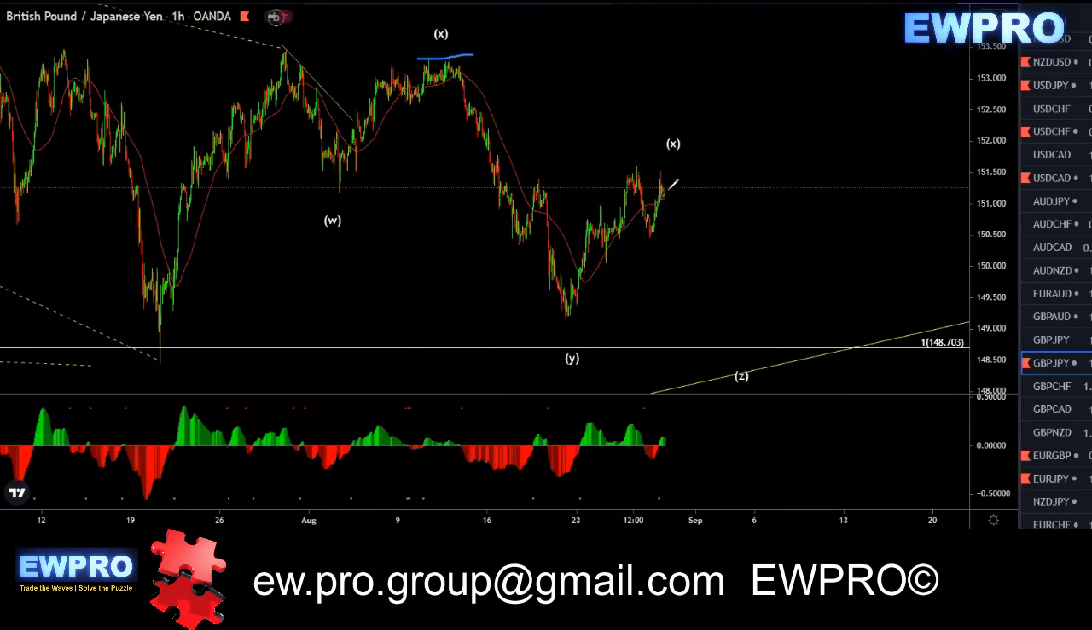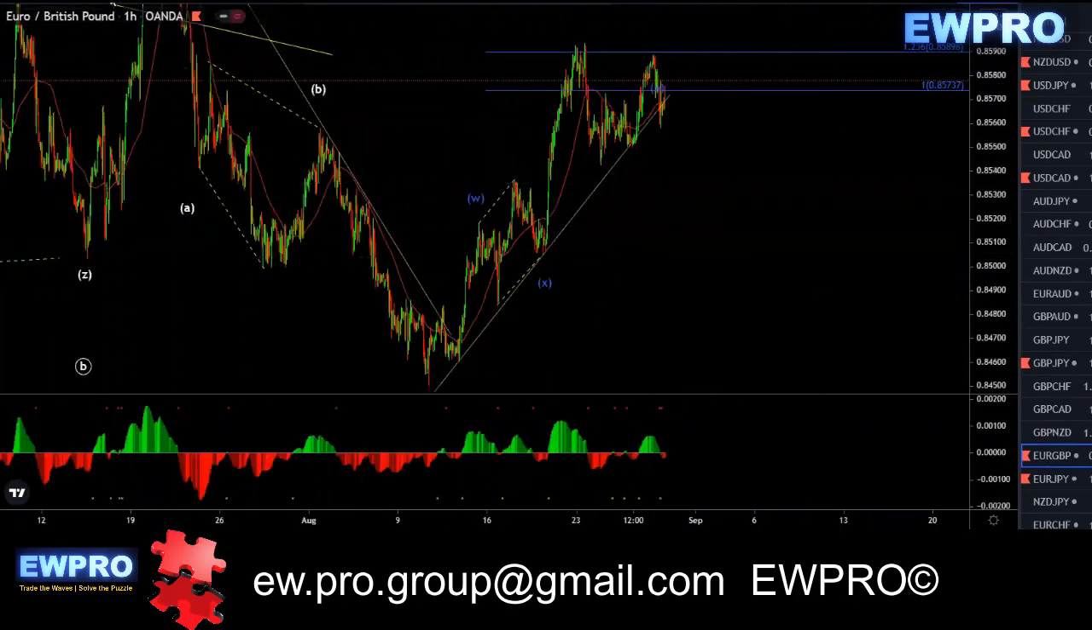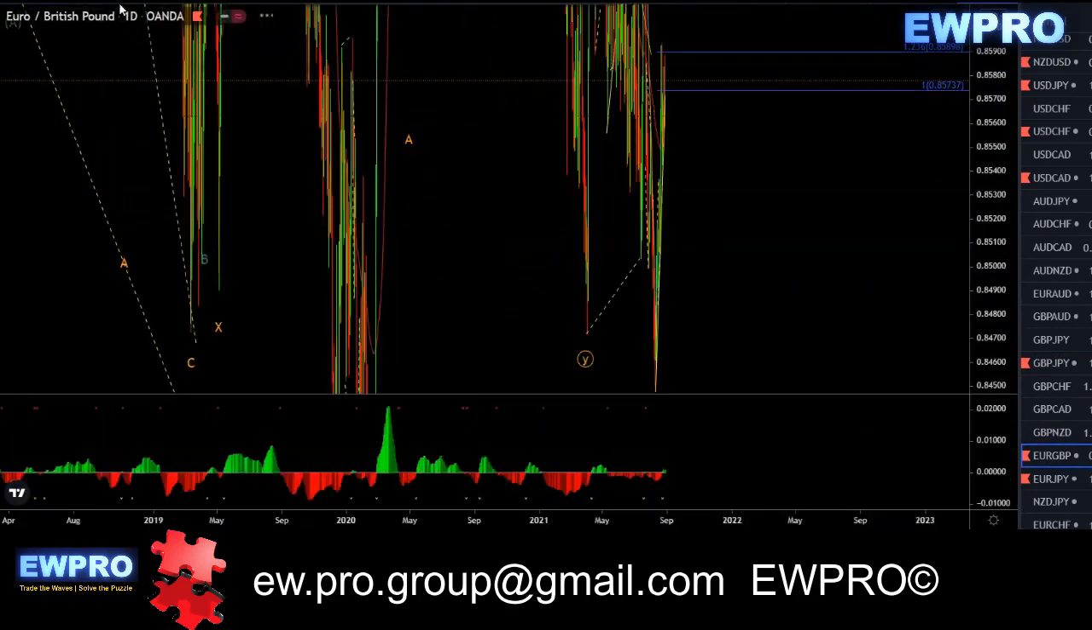If the bear hidden's going to play out, it more than likely will just break this top and then fall over. It won't get anywhere near this top. It'll just break this top here and then fall over. So then you can look for a sell setup after it's broken that top.